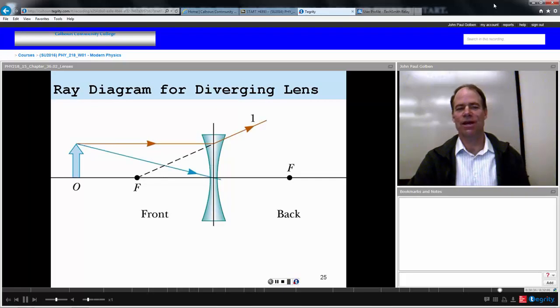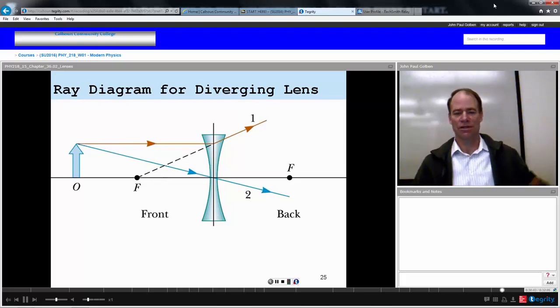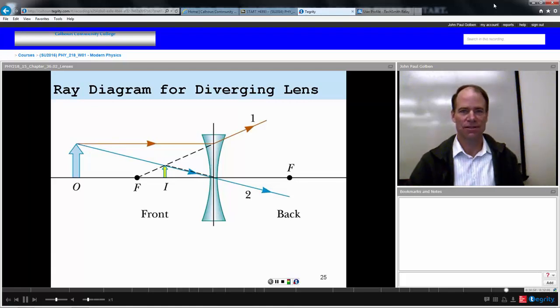Let's try another ray. Right through the center of the lens, undeterred to the other side, and that appears to come directly from that point. So where those two converge, that's where our actual image is. We can see in this case the image is on the same side as the object, and it is smaller than the object itself.